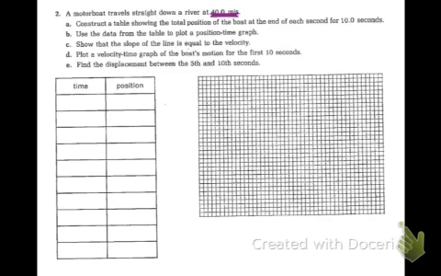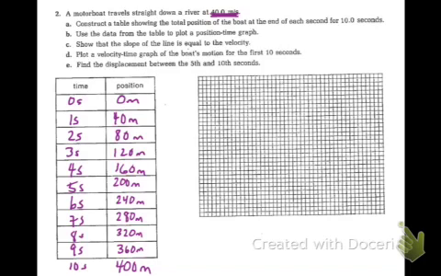It says to construct a table showing the total position of the boat at the end of each second for 10 seconds. So starting at 0 seconds, we have gone 0 meters. After 1 second, we've covered 40 meters, because 40 meters per second means we've covered 40 meters every second. 2 seconds, 80 meters. 3 seconds, 120. And so on and so forth. So go ahead and fill out the rest of this particular table.